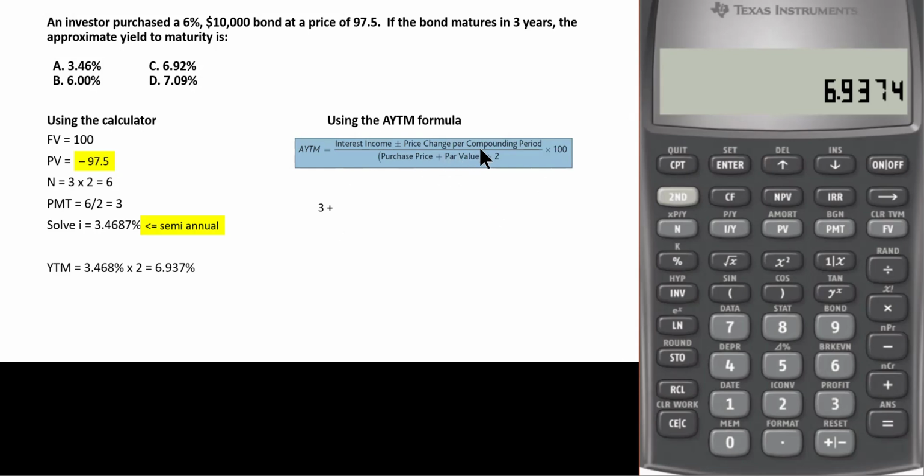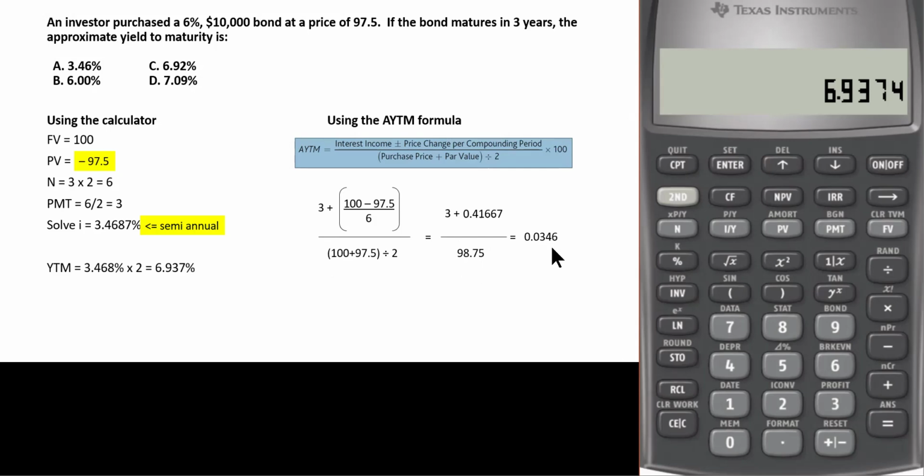The price change per compounding period. Well, that's the difference between the maturity value, the face value of 100, and the price we paid, 97.5, over the number of compounding periods. We have six compounding periods. Remember, 3 times 2, that's 6. So we'll divide all of this by the average of the purchase price and the par value. So this is going to give us 3, which is the interest income. This is now the per period price change. We'll divide this by the average. We get 98.75.